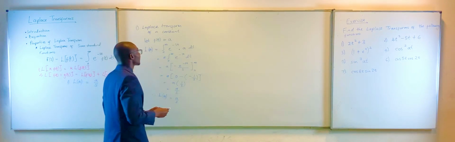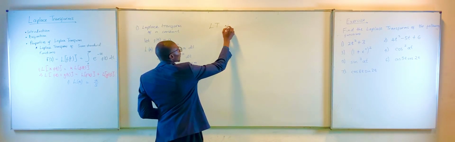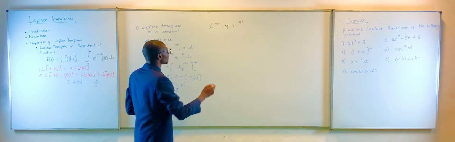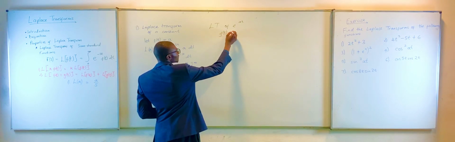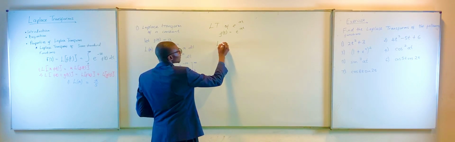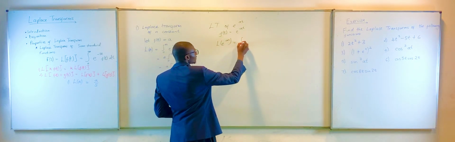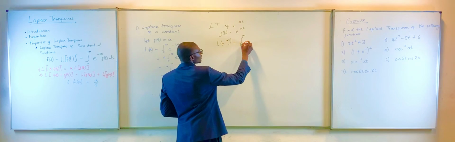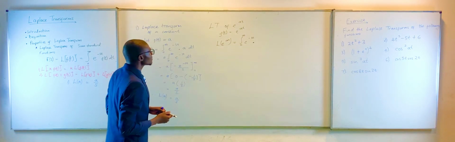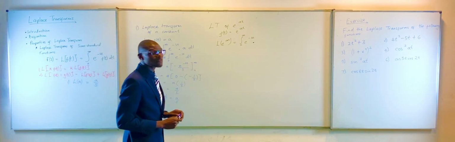Now, 2, we would like to look at the Laplace transform of e to the power of at. So let me just write L of e to the power of at. So from the definition, in place of f of t, we now have e to the power of at. So the Laplace transform of e to the power of at will now be equal to the integral from 0 to infinite of e to the power minus st multiplied by, in place of f of t, we're now putting e to the power of at.